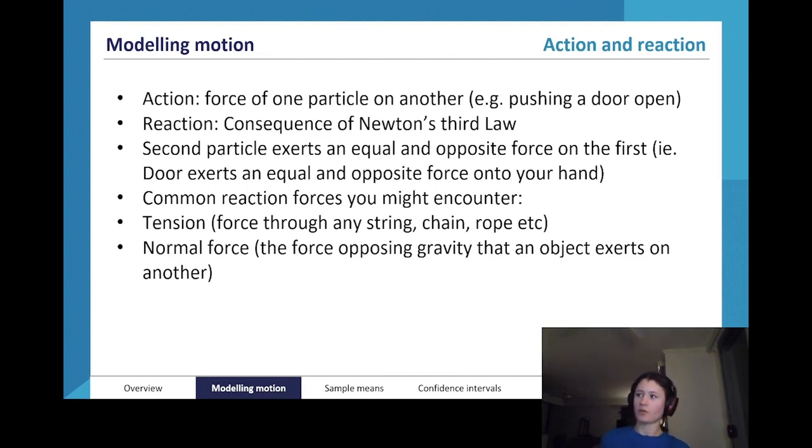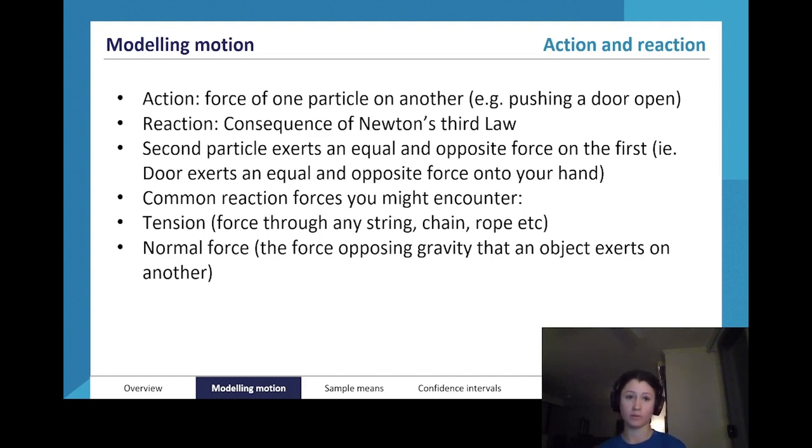The only time you really need to consider the fact that it's a string, chain, rope, or whatever is where you have pulleys and maybe multiple masses on pulleys. But again, you're not really focusing too much on the fact that it's a string, chain, or rope. You're mostly just focusing on the effect of the masses on one another. Anyway, just a quick little note in case you're getting confused about that.